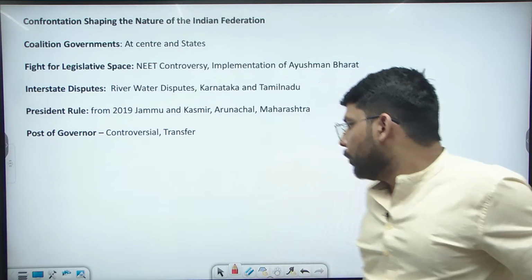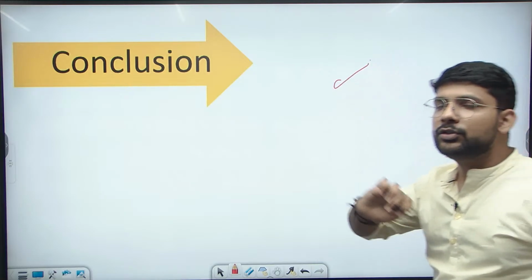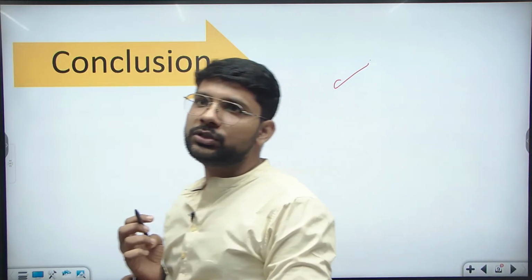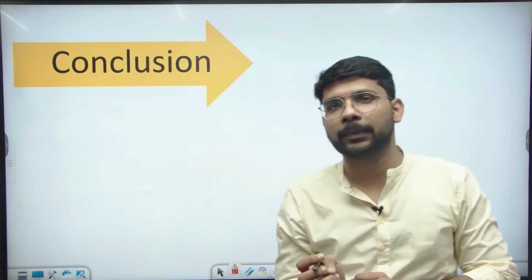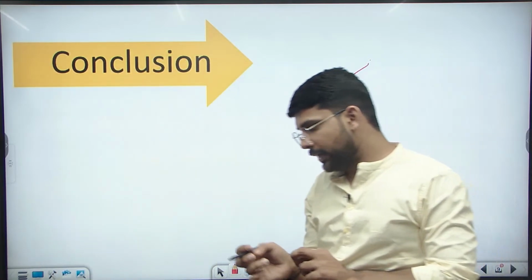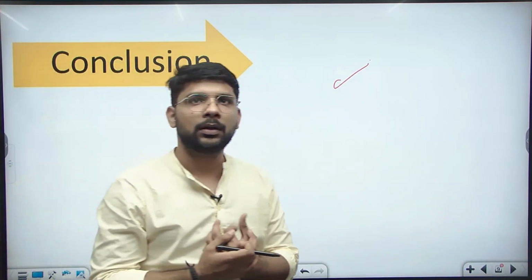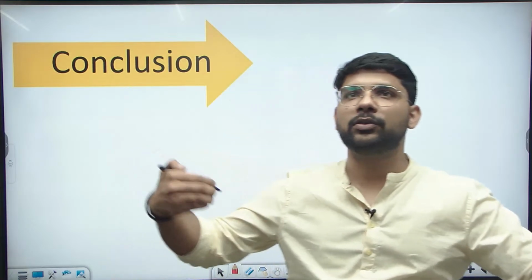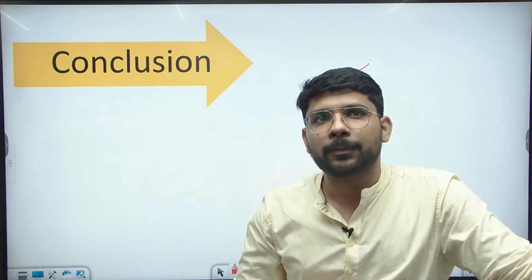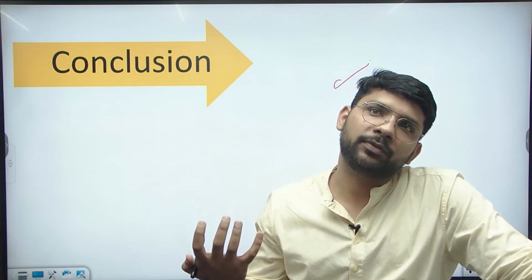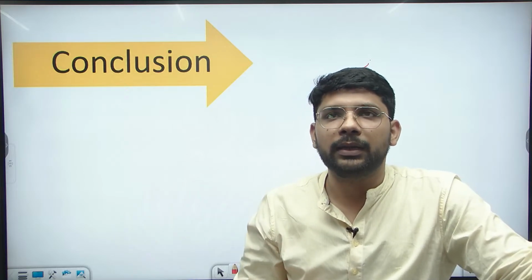Okay, now move to the conclusion part. The conclusion is as important as the introduction. How can you conclude this kind of question? You can write that Indian federalism has been evolving since independence. From majority government, it moved toward coalition government, then again to majority governments. Then there is the distribution of taxes between the different states and the implementation of GST across the country.